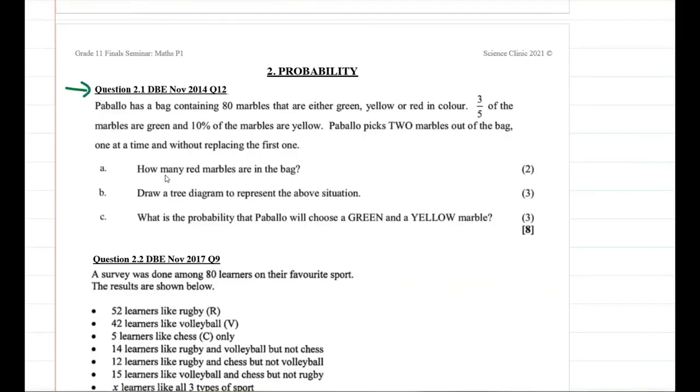Question 2.1, DBE, November 2014, question 12. They say Babalo has a bag containing 80 marbles that are either green, yellow, or red in color. 3/5 of the marbles are green and 10% of the marbles are yellow. Babalo picks 2 marbles out of the bag, one at a time, and without replacing the first one. Now, they ask, how many red marbles are in the bag?